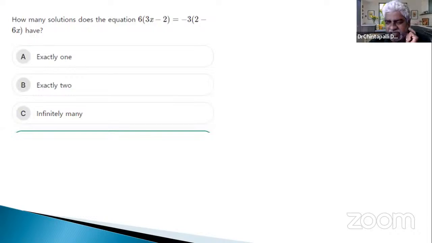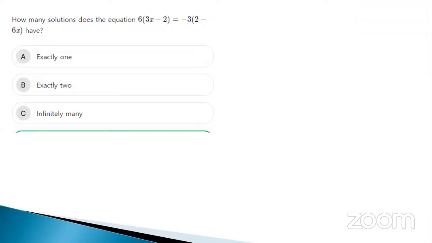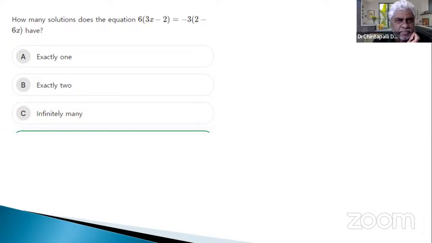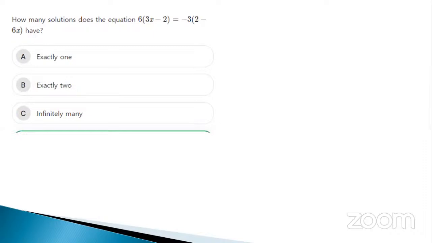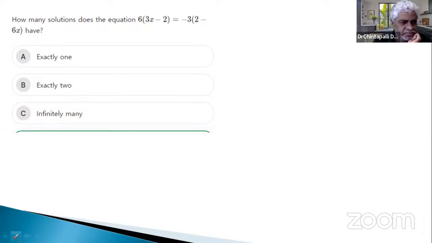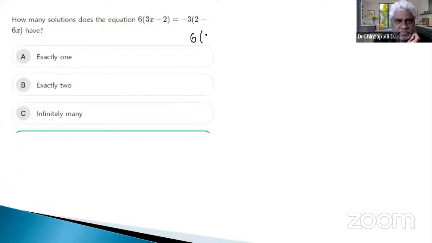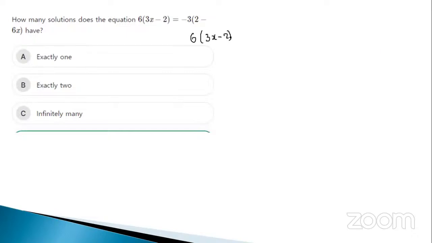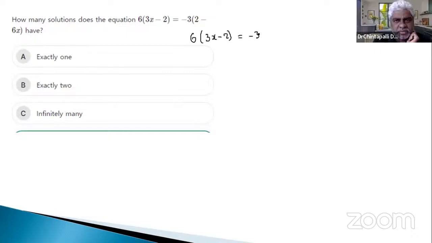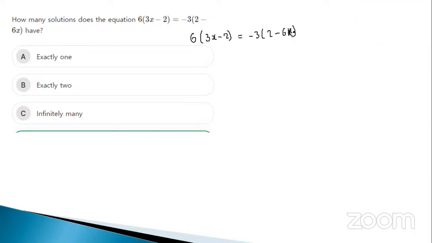You can try this question. How many solutions does the equation have? Can I write it separately and clearly? Yes, sir. The given equation is 6 times 3x minus 2 equals negative 3 times 2 minus 6x. How many solutions does this equation have? 18x minus 12 equals negative 6 plus 18x.